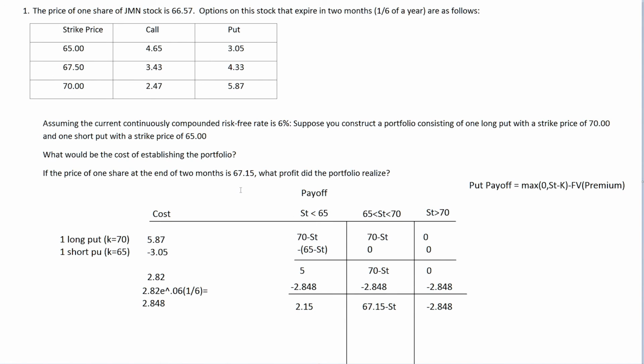So if the problem wanted to know what our profit would be if the stock was less than 65, we'd know it's 2.15. If it's over 70, it'd be negative 2.848. But since it's in the middle, we're going to just plug in our S_T here, which is 67.15. Here, I'll do this over here. It'd be 67.15 minus our S_T, which is 67.15. And hey, look at that. We net 0.